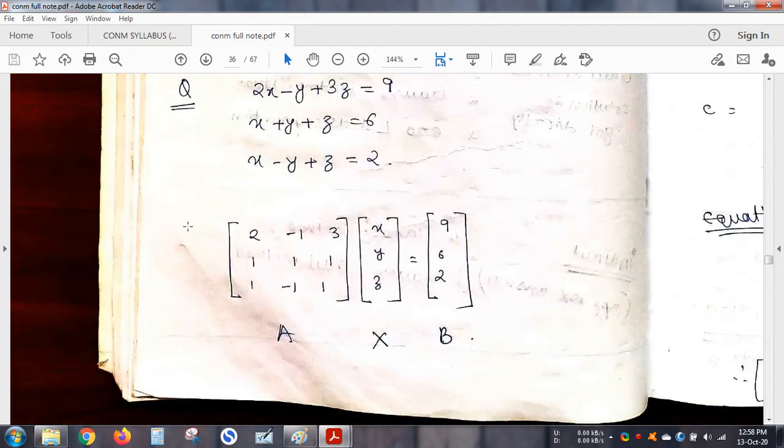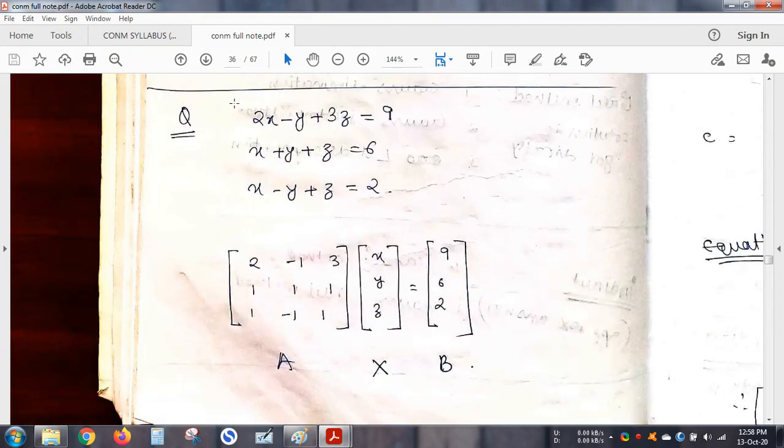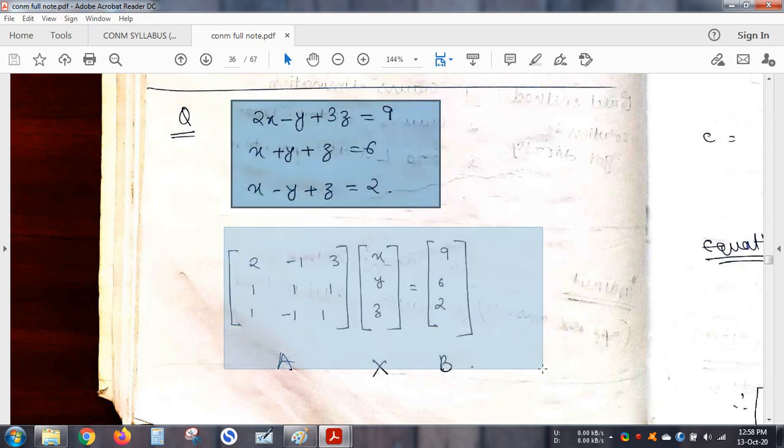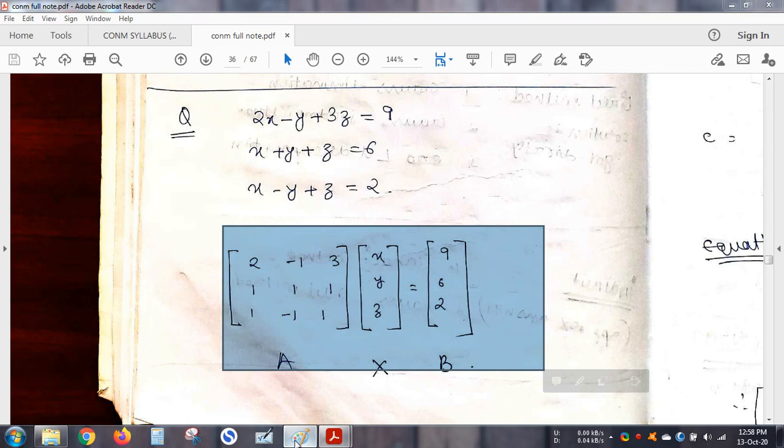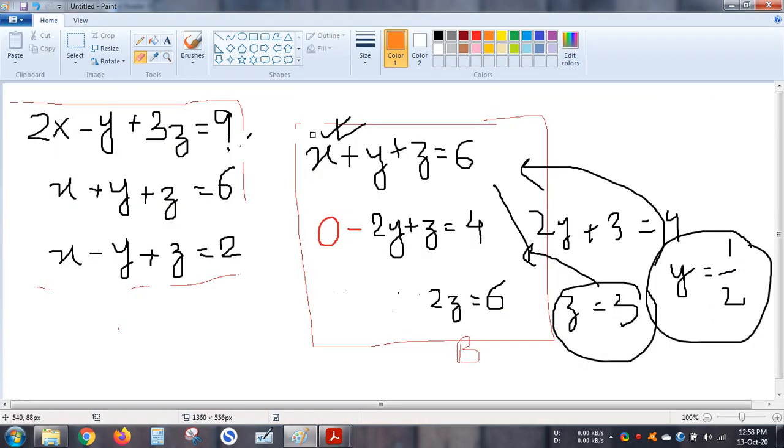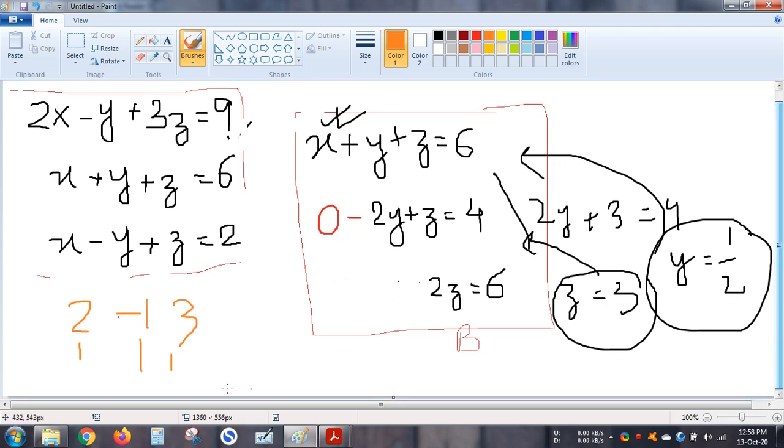Now before we begin, you must understand that when you have a set of linear equations like this, you first need to convert it into your matrix form, which is AX = B. So over here, what will be my AX = B? From this, we have 2, minus 1, 3, then 1, 1, 1, and then 1, minus 1, 1. So what is this? This is your A.